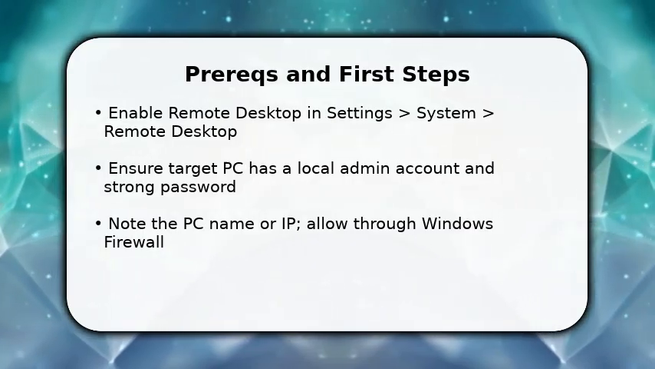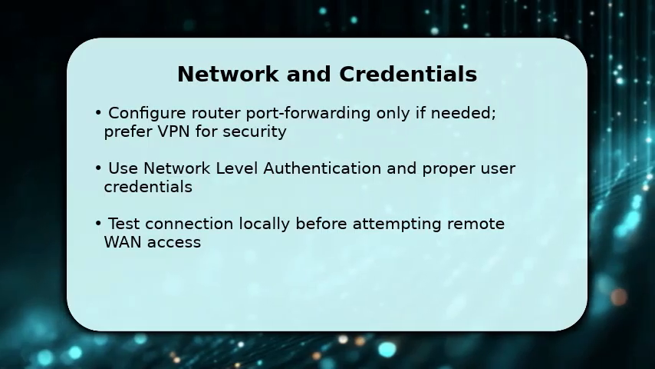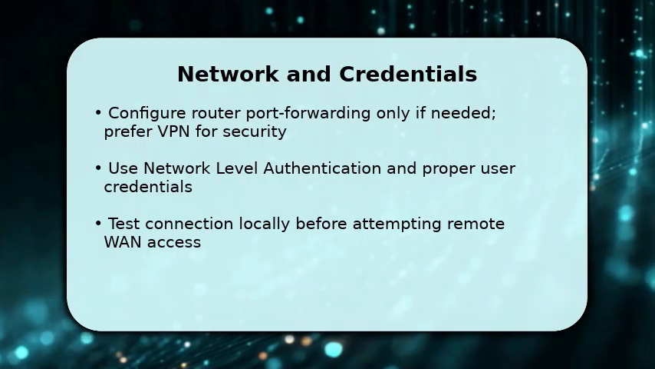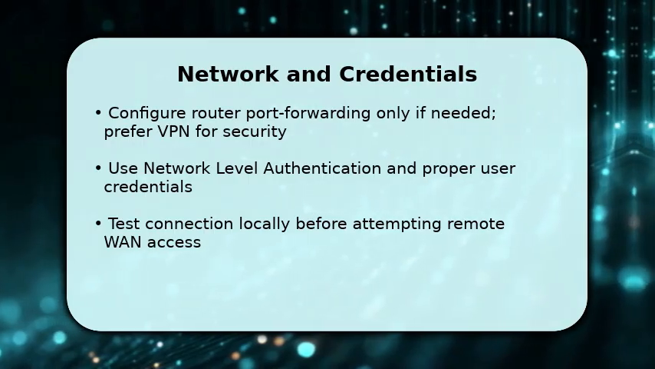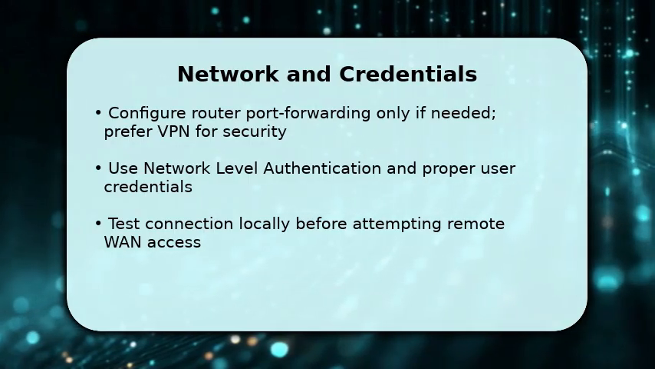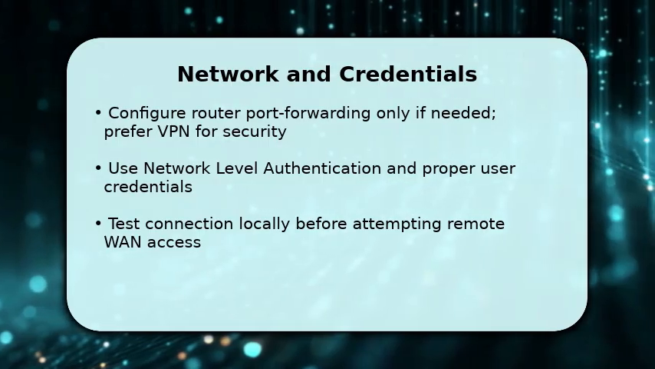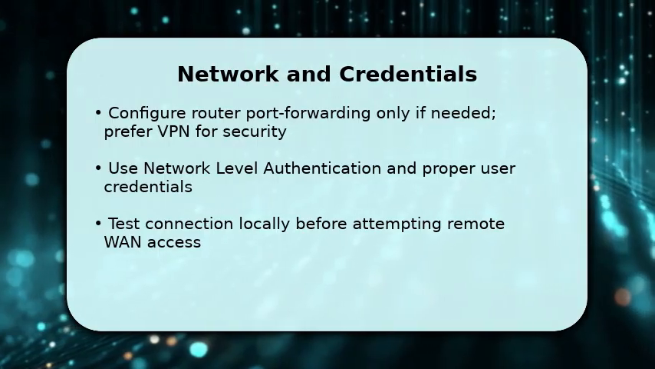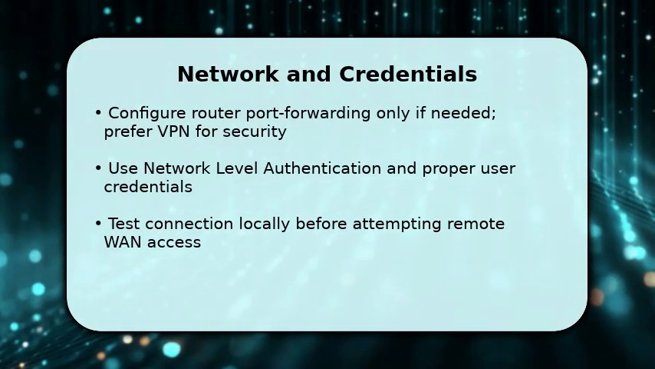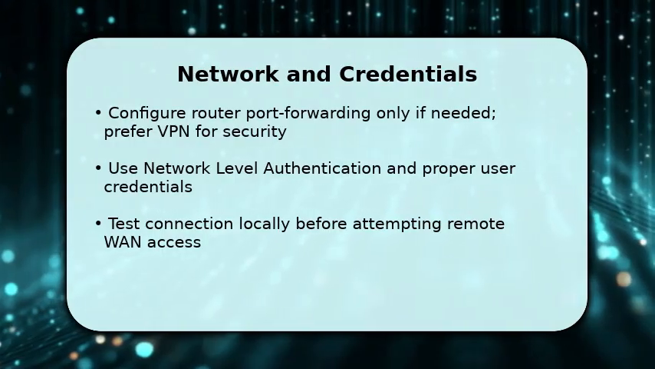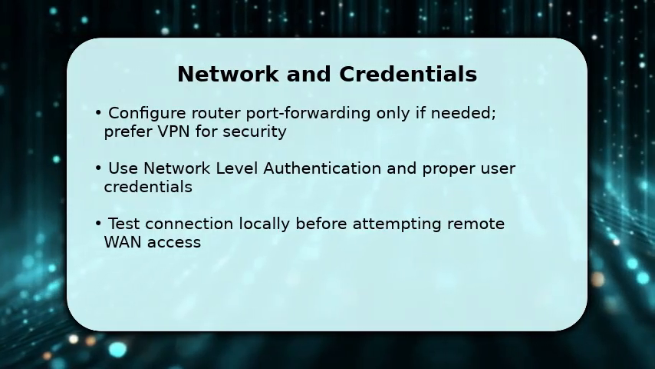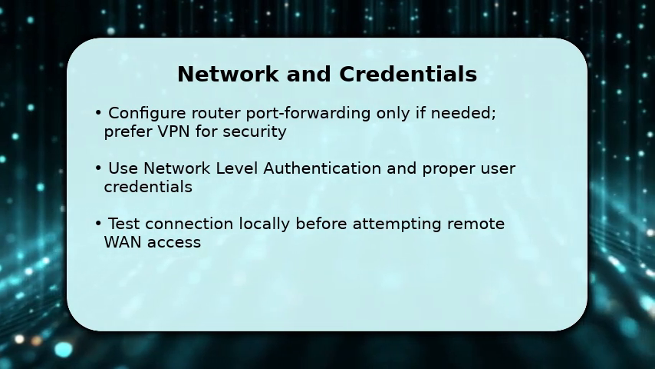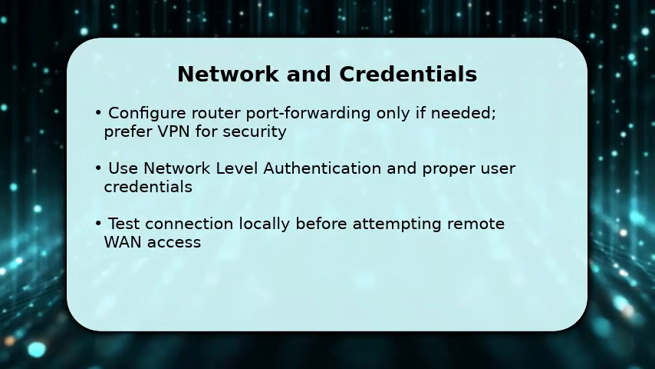Once prerequisites are set, secure the network and credentials. Prefer connecting over a VPN rather than opening 3389 to the internet. If remote WAN access is required, configure router port forwarding carefully and use an uncommon external port mapped to 3389. Make sure network-level authentication is enabled on the remote PC and that you have the exact username and password. Test a local RDP session first to confirm the user account and firewall rules are correct before trying.